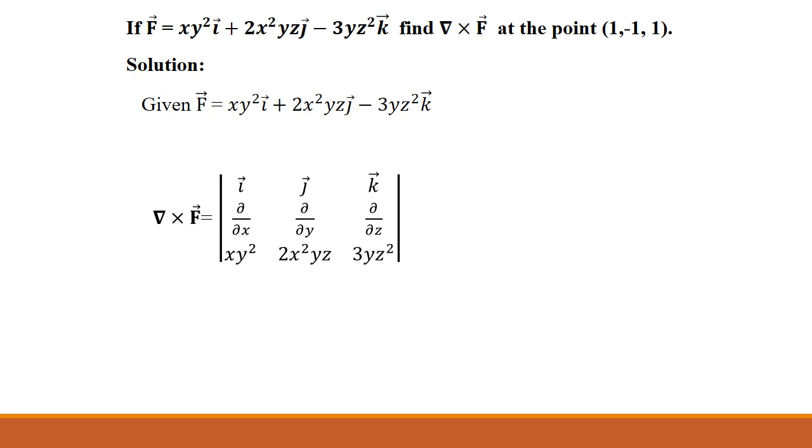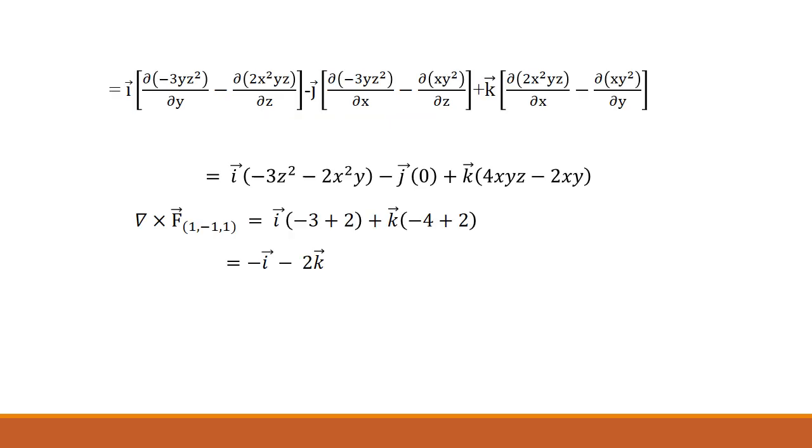Del cross f vector means the determinant. To find the value, that is vector i into, then minus vector j into, plus vector k into. We get vector i into dou by dou y of minus 3y z square, that is minus 3z square. Then dou by dou z of 2x square y z, that is 2x square y, with a minus sign. Then minus j into dou by dou x of, there is no function of x, so 0. There is no function of z, that is 0. Plus vector k into dou by dou x of 2x square y z, that is 4xyz. Minus dou by dou y of xy square, that is 2xy.